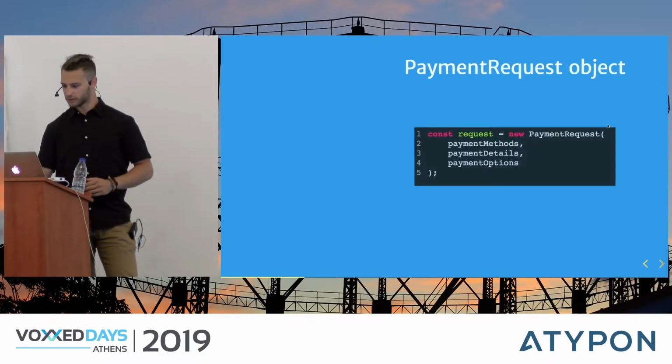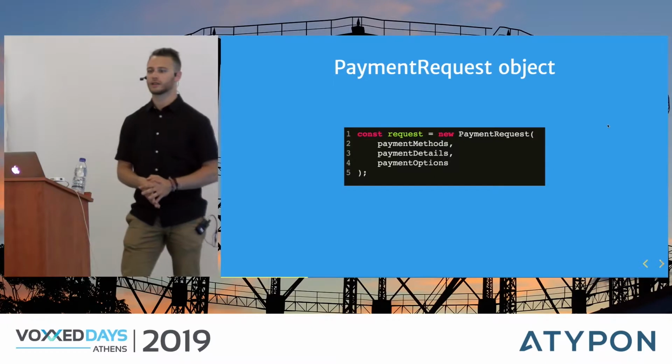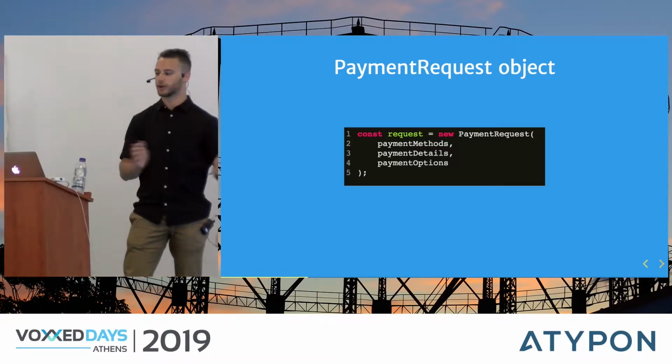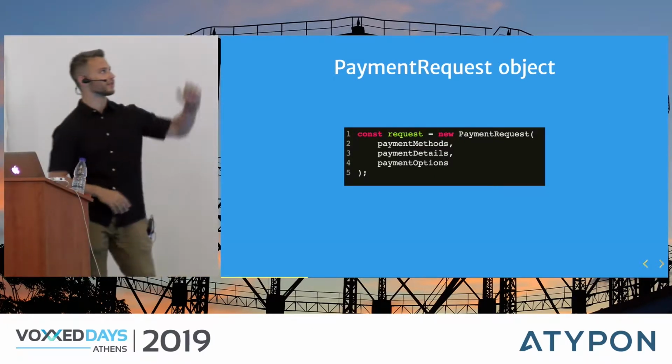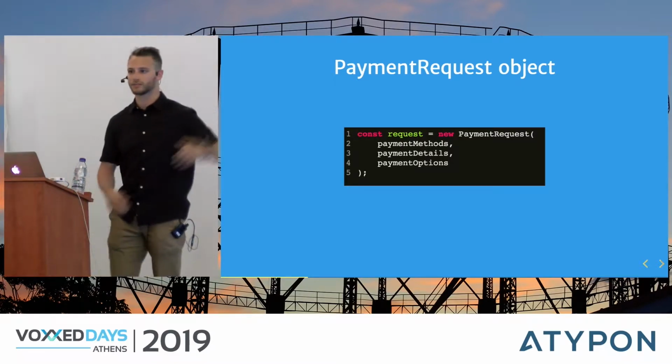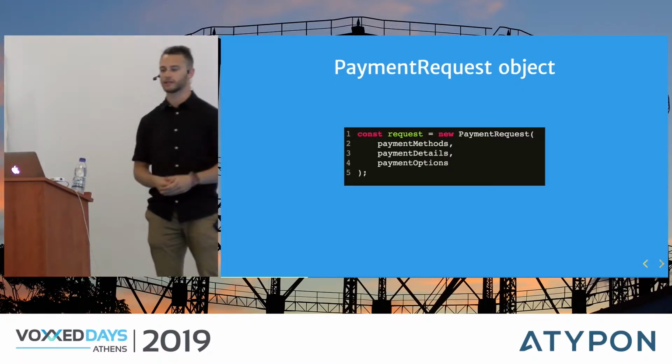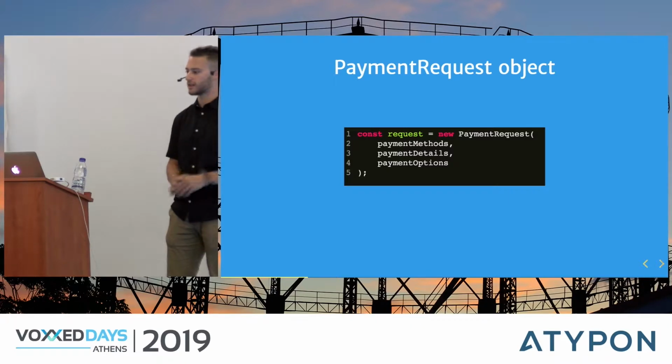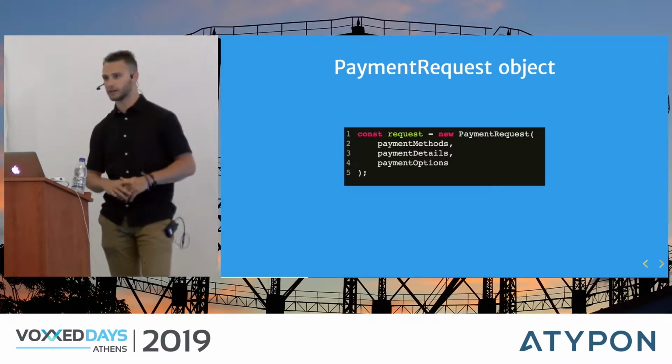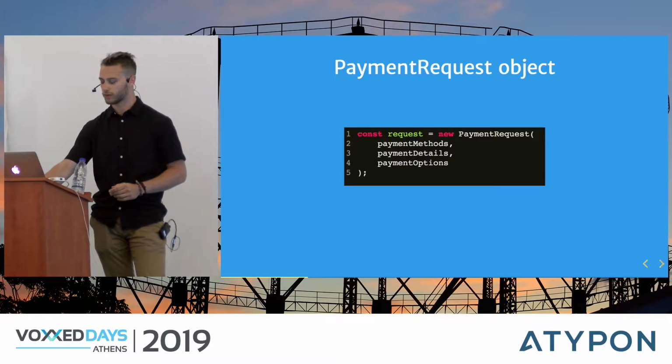And now I'm going to dig into how this API works at a code level. At the root, everything is this PaymentRequest object. This is a global object that's available in the browser, and it takes 3 attributes to construct it. So I'm going to break down what those are.